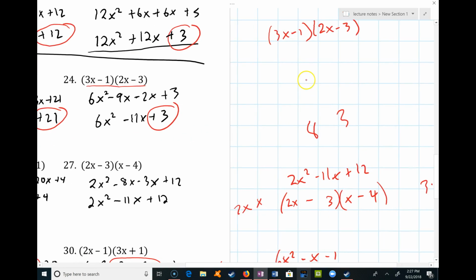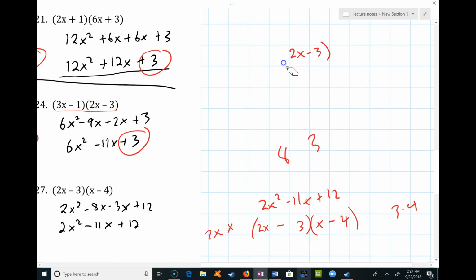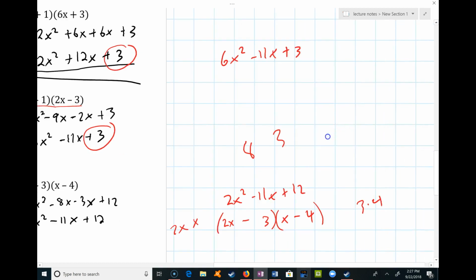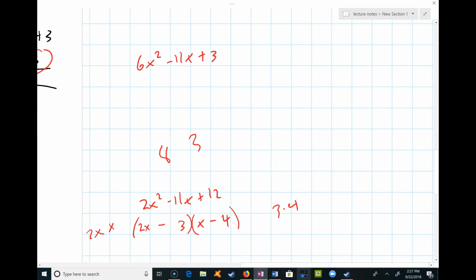Okay, let me grab another one, like 3x minus 1 times 2x minus 3. Whoops, I wrote the answer down instead of the binomial. Okay, forget that. What we just wrote down: 6x squared minus 11x plus 3. So once again, we notice that the last term is positive and the middle term is negative, which means they've got to both be negative. So we can just put that in right away.